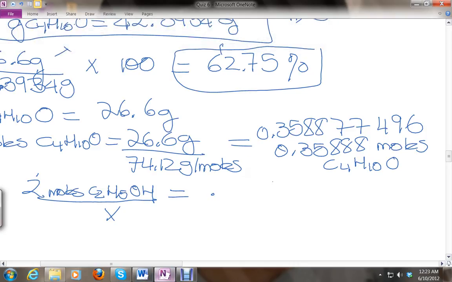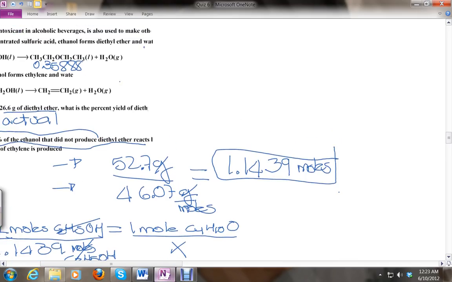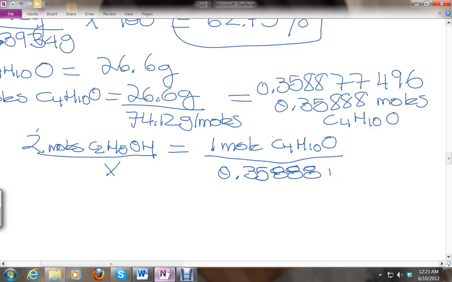So this is going to be 1 mole, because it's the equation. That's why I like to carry my equation everywhere. You see it's a 2 to 1 ratio, remember? So it's 1 mole of C4H10O divided by 0.35888 moles of C4H10O. So this and this cancel out.